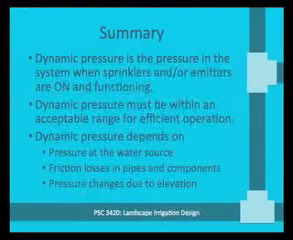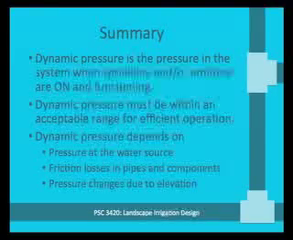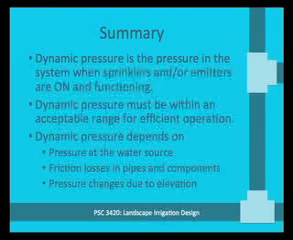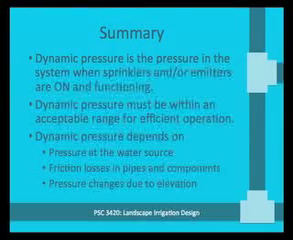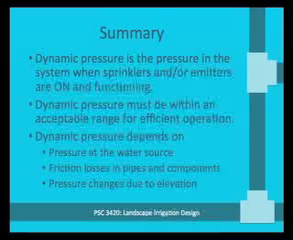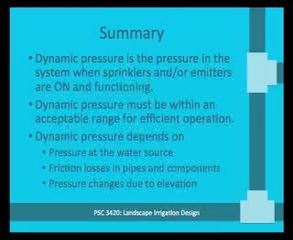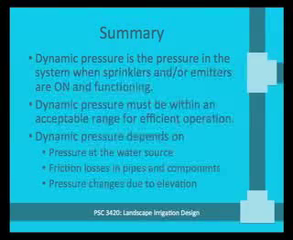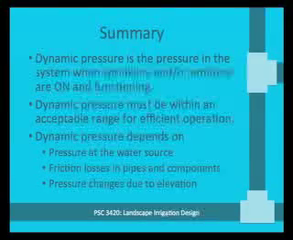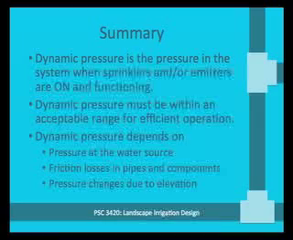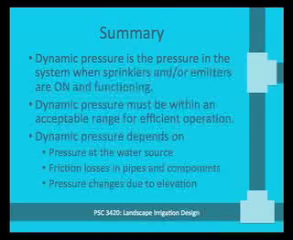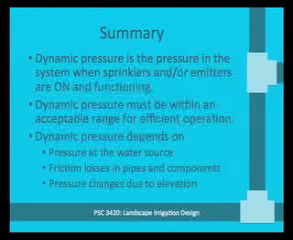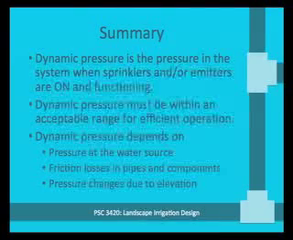So to sum it up, dynamic pressure is the pressure in the system when sprinklers and emitters are on and functioning. It must be within an acceptable range for efficient operation, so I'd encourage you to go back and have a look at those typical operating pressures and flow rates for sprinkler and drip components, so you're familiar with what those pressures ought to be. And it's going to depend on pressure at the water source, also friction losses in the pipes and the components, and pressure changes due to elevation.